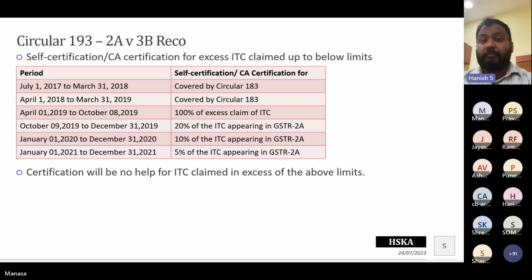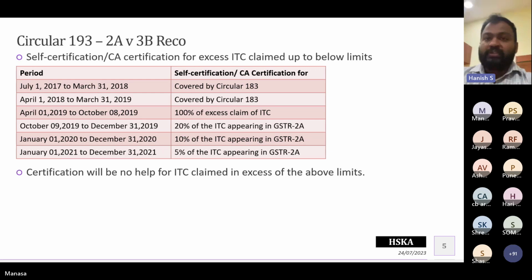But let's look at what is the so-called benefit which the government is trying to give. So what the government is trying to do is they have broken down the provisions of the law between different periods. So they said first of July 2017 to 31st March 2019, I have already covered in Circular 183. So do whatever is mentioned in Circular 183. That is the difference between 2A and 3B. Give the CA certificate or self declaration.